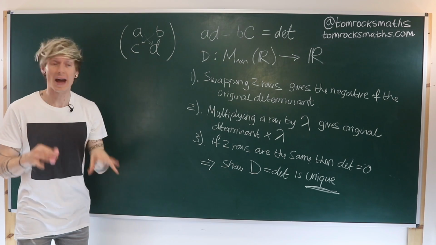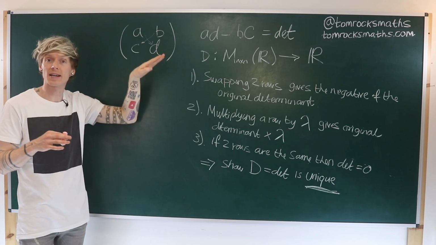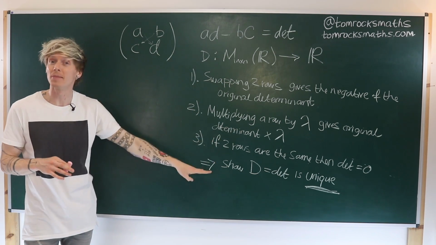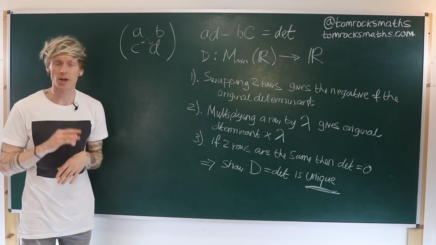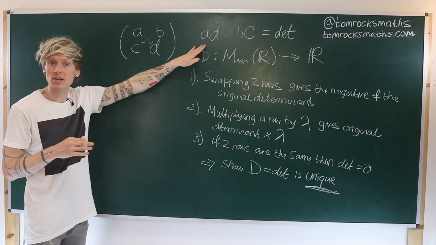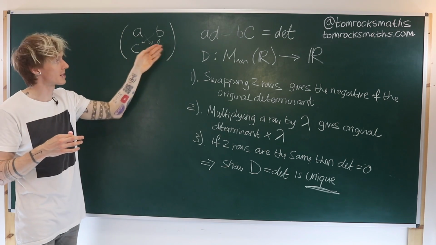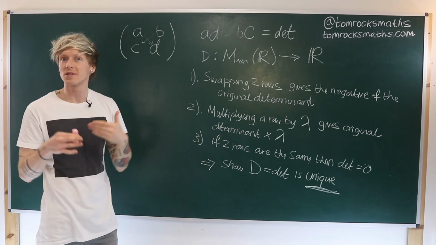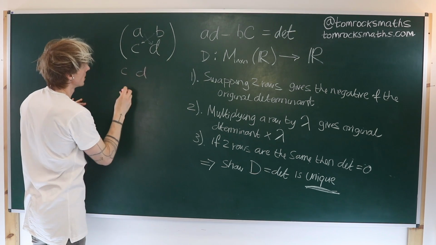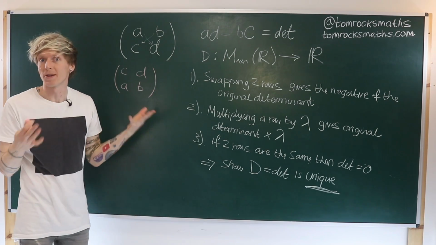So now let's check that our definition of a 2 by 2 determinant satisfies these three rules. Because remember, if it does, then we have the unique determinant for a 2 by 2 matrix. The first property says if we swap two rows, we should get the negative of the original determinant. The original determinant of the matrix with rows A, B and C, D is AD minus BC. That's how we're defining it. Now if I swap the two rows, that means putting C and D on top, and A and B on the bottom. We only have two rows, so I just have to swap those two.